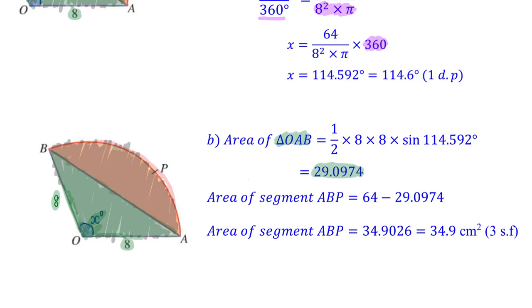29.0974. And because I already know the sector, the whole thing, is 64, if I minus away the 29.0974, the area of the triangle, I will then get my area of the segment as 34.9 cm square to 3SF. Okay.